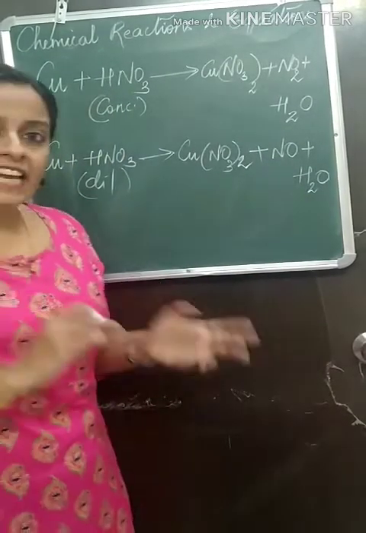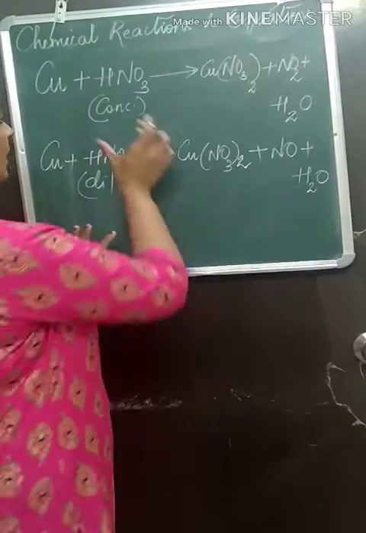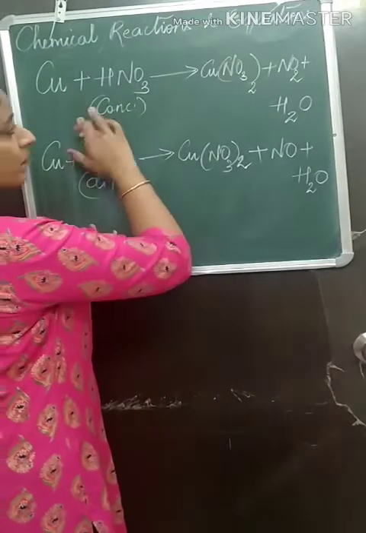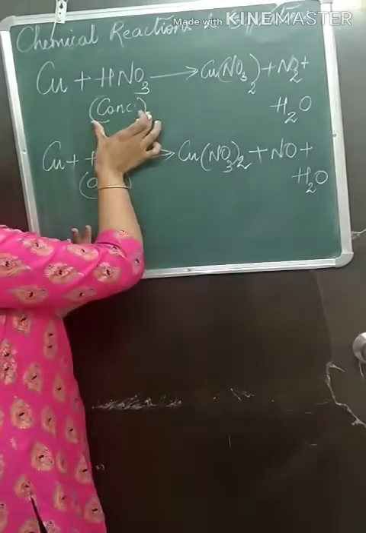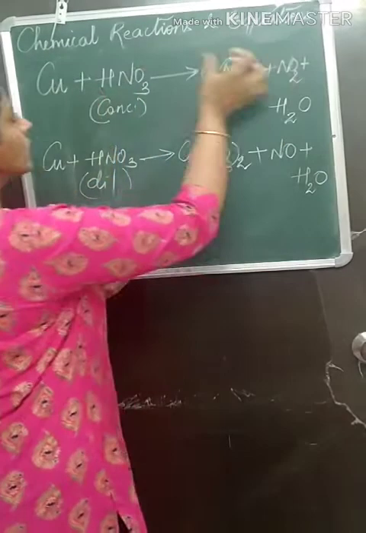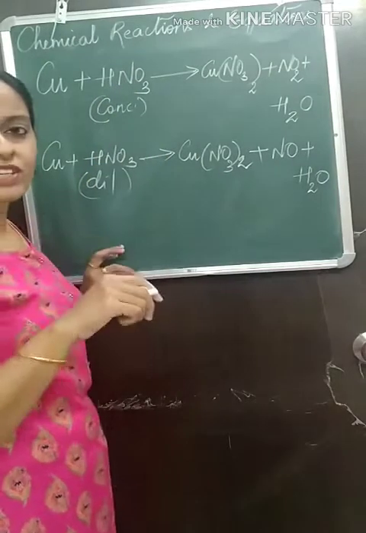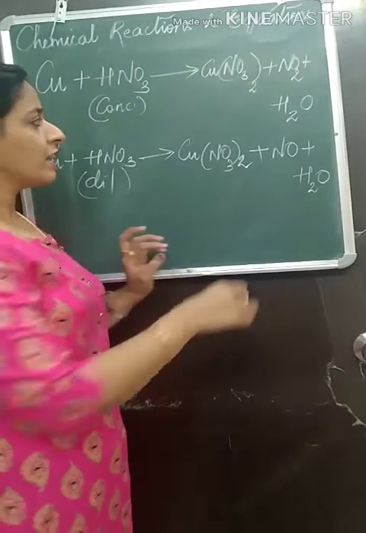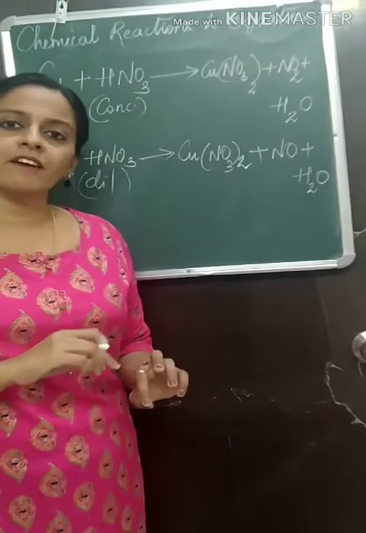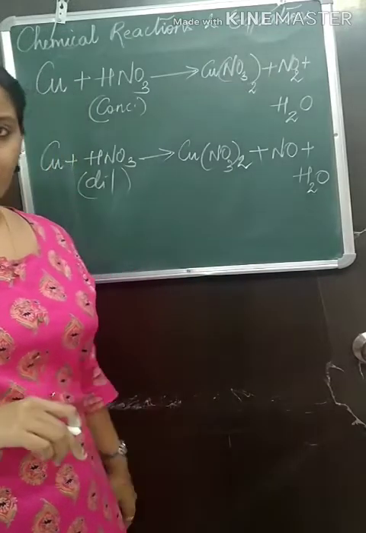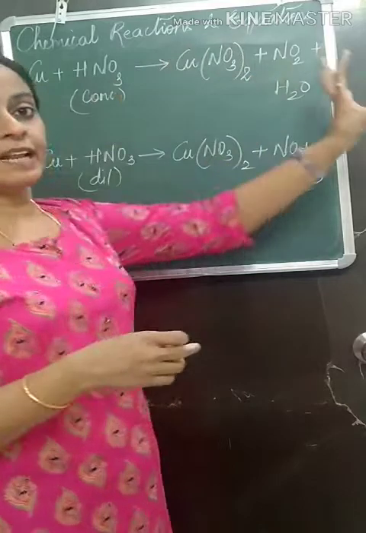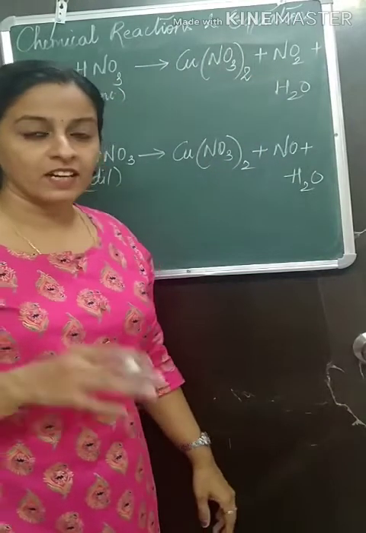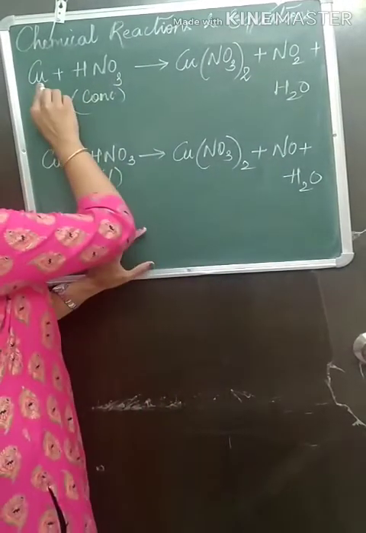Okay. Now in the exam you can expect a blank here. So they may give you the products and ask you to complete the blank. So if you see NO2, that means they have used concentrated nitric acid. If you see only NO, they have used dilute nitric acid. Look at the number of atoms on the reactant side and the number of atoms on the product side. It is not the same. Let us discuss.